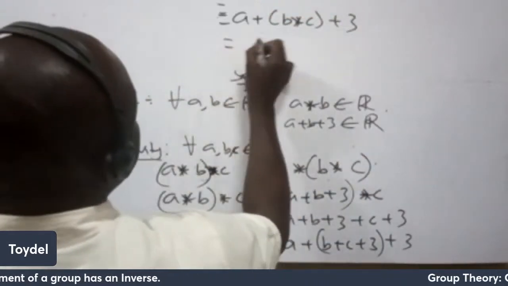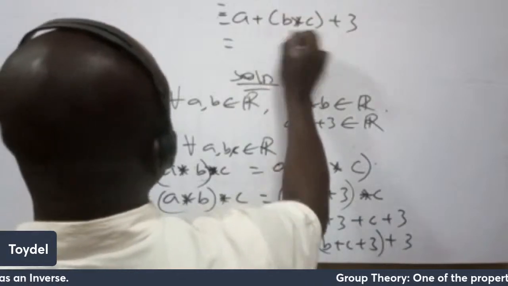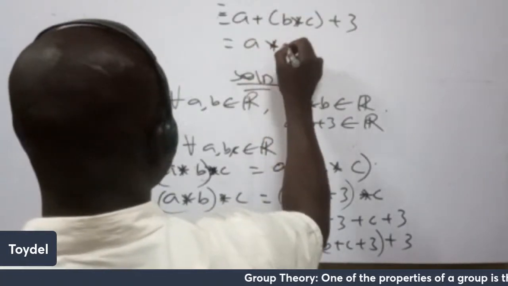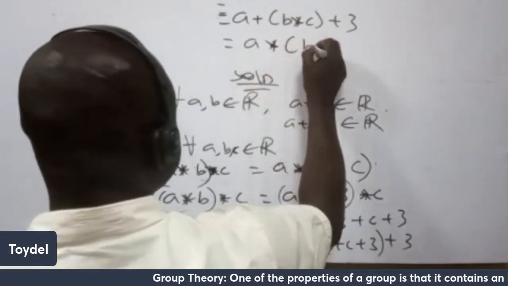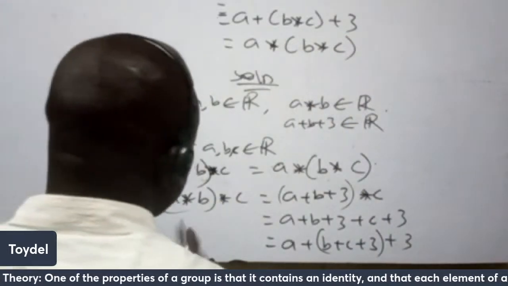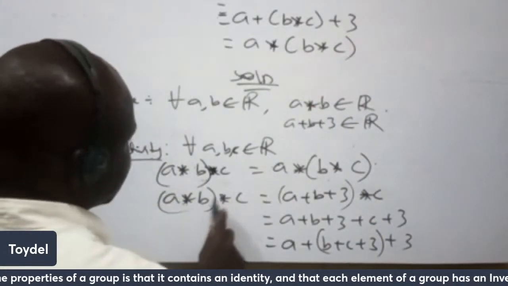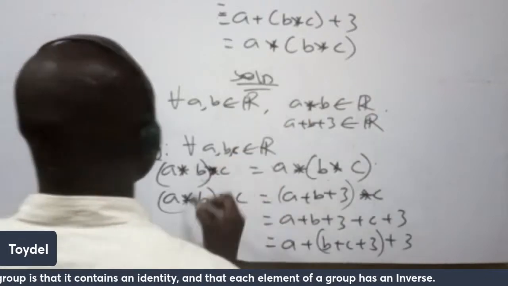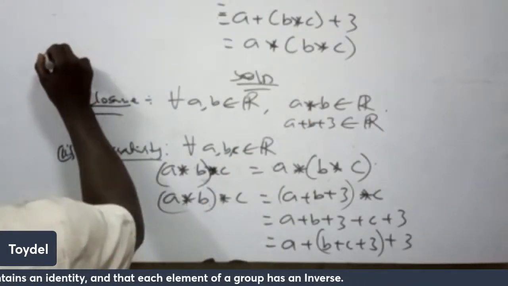Then finally, I will view everything here as 1. This will now be A * (B * C). So since we have been able to show that (A * B) * C is equal to this, it shows that the second property is satisfied.